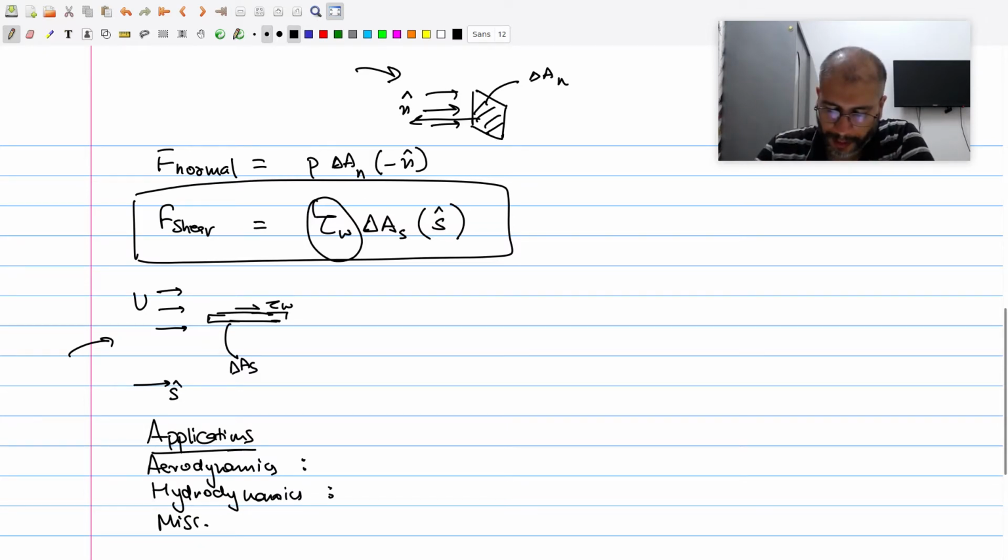Then it could be wires. If you have electrical wires, there is air that flows across them. It can get quite windy on certain days, and we have to consider those forces as well. Otherwise, these wires may snap because of those forces, because these forces create tension in the wires. So all these are examples of the applications of external flows.